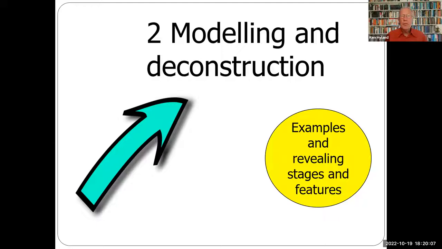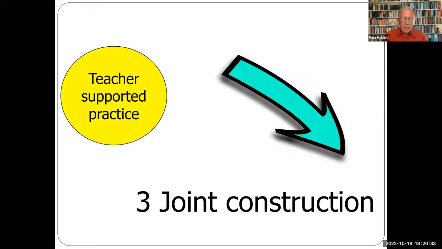The second stage involves modeling the genre, analyzing it to reveal its stages and its key features. So what are the main tenses? Themes, what kind of vocabulary does it use, and so on. And so here students might be asked to sequence or label text stages or reorganize scrambled paragraphs. A third stage involves the joint construction of the genre through guided teacher-supported practice. So maybe students write a parallel text or work in small groups on a structured piece of writing.